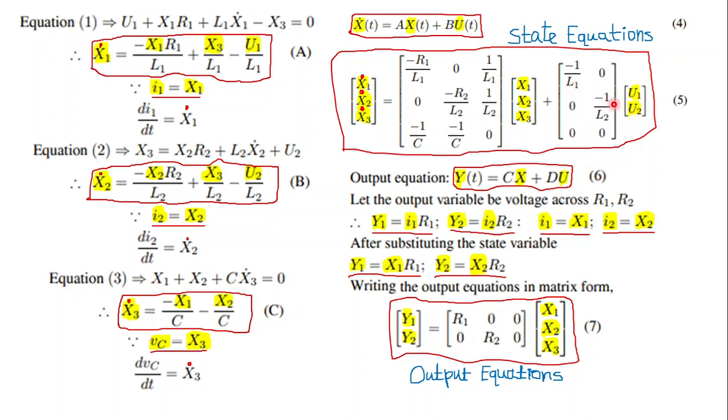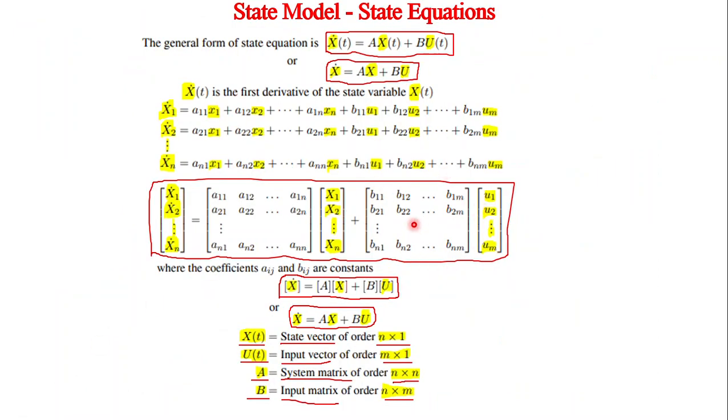So it is a 3 by 2. What is that 3 representing? 3 represents the number of state variables. What is the 2? 2 is nothing but the number of inputs. So 3 by 2, therefore for a general system with n state variables and m inputs, it is n by m, that's all. So B is an input matrix of order n by m.